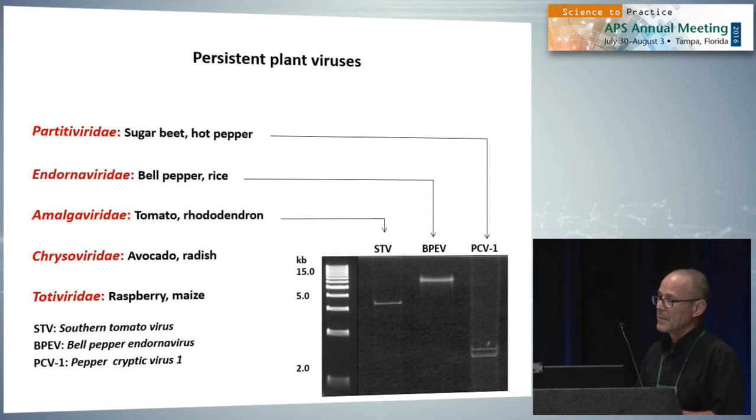Now, this is an illustration of some of the families that contain persistent viruses. Notice that these families, Partitiviridae, Endornaviridae, Amalgaviridae, Chrysoviridae, and Totiviridae, are families that contain mostly viruses that infect fungi. I have a gel there, electrophoresis, just to show you more or less the size of the genome of these viruses.